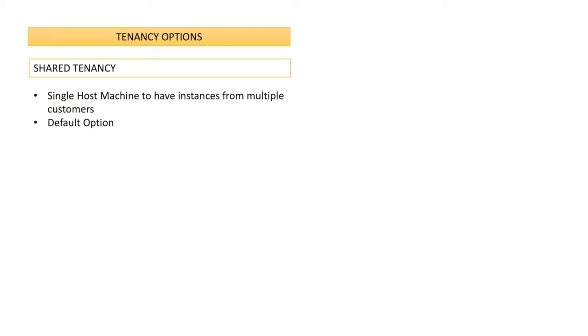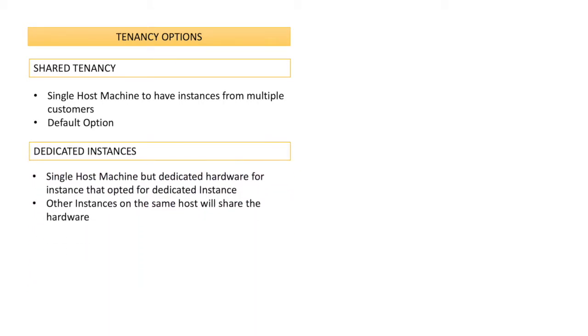What it says is, AWS has one physical machine that we call a host. In that host, it can provide instances from different customers. Not necessarily would one full host machine be dedicated to some instance. It can house multiple instances from different customers. So this is called shared tenancy, and this is the default option.